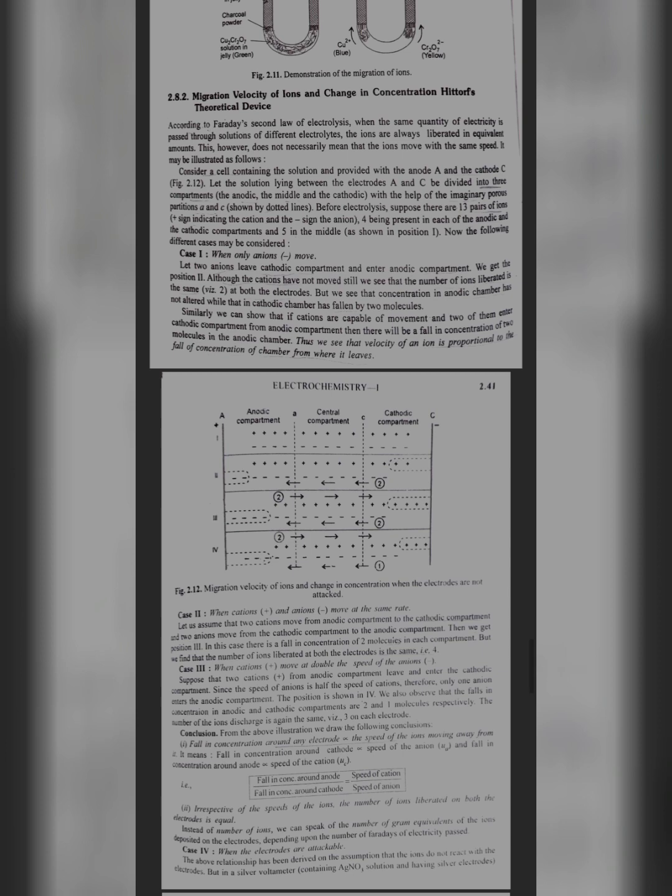Although the cations have not moved, we see that the number of ions liberated is the same at both electrodes, but the concentration in the anodic chamber has not altered, while that in the cathodic chamber has fallen by 2 molecules. Similarly, we can show that if cations are capable of movement and 2 of them enter the cathodic compartment from the anodic compartment, there will be a fall in concentration of 2 molecules in the anodic chamber. Thus, we see that the velocity of an ion is proportional to the fall in concentration of the chamber from where it leaves.